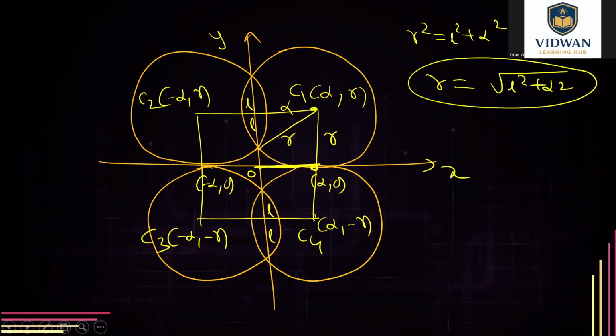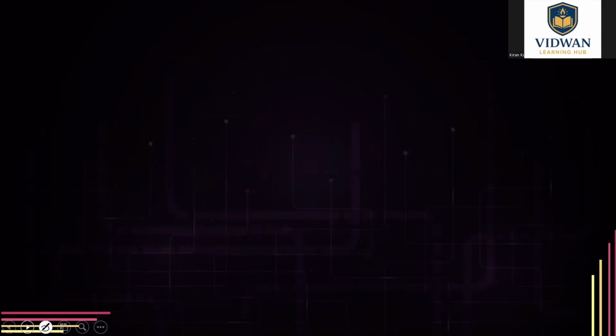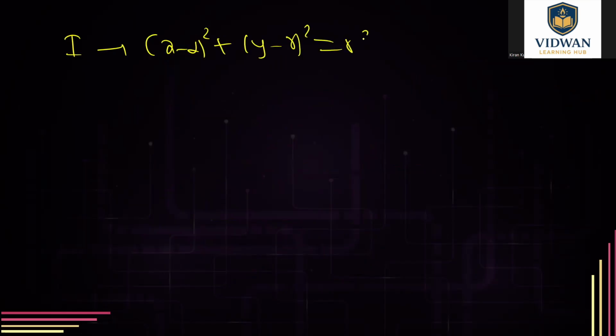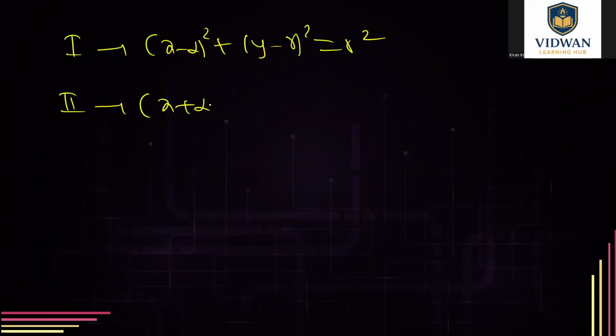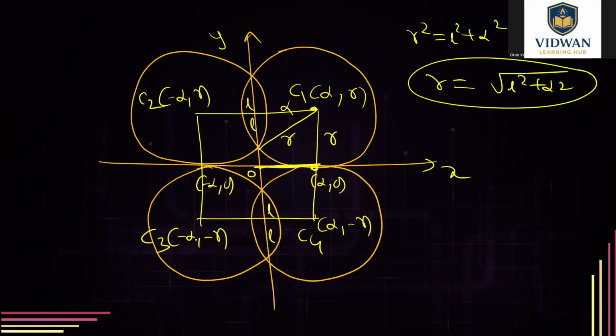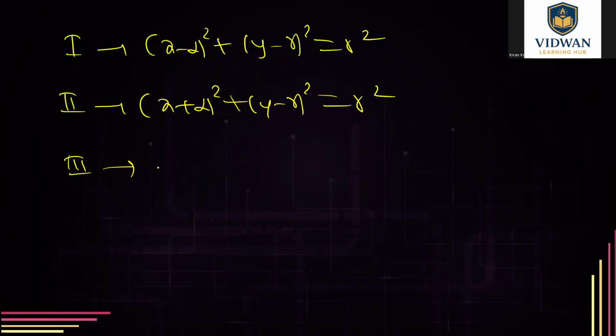So what are those circles? What is the circle in the first quadrant? In the first quadrant, the circle is x minus alpha whole square plus y minus r whole square equal to r square. In second quadrant, the circle is having center as minus alpha, r. So this will be x plus alpha whole square plus y minus r whole square is equal to r square. The third quadrant, if you look at the circle, it is having center as this one. So it will be x plus alpha whole square plus y plus r whole square equal to r square.